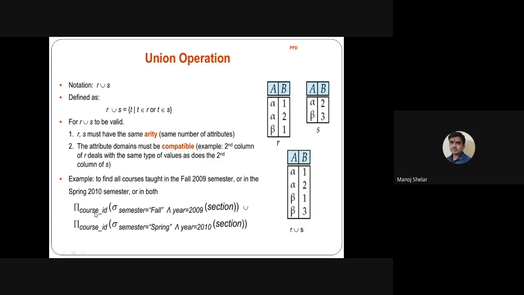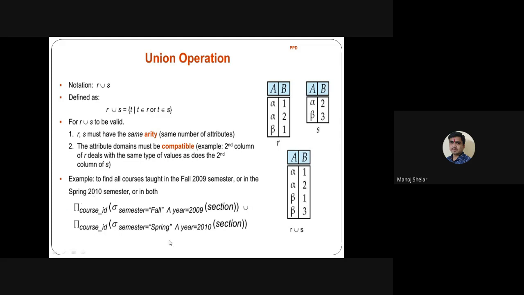Pi course ID. Pi means select only the attribute course ID. Select means select records, where semester is equal to fall and, as we use the and operator in a query, year is equal to 2009. Section is a table or relation name. Union, the result of this union the result of the second. Pi course ID, select where semester is equal to spring and year 2010, section. That is the union operation in relational algebra.